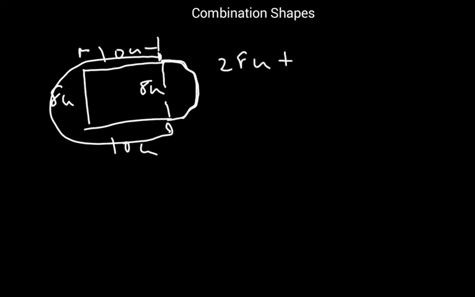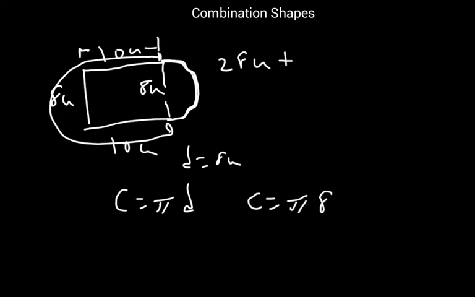Plus this half circle, well, the formula for circumference of a circle is pi times diameter, but we only have half of that, so we're going to take the diameter, which is 8 units and say that the circumference of that circle would be pi times 8, but we only want half of it because we only want half the circle. So we can say that's going to be 4 pi. And when you do 4 times 3.14, you get 12.56.